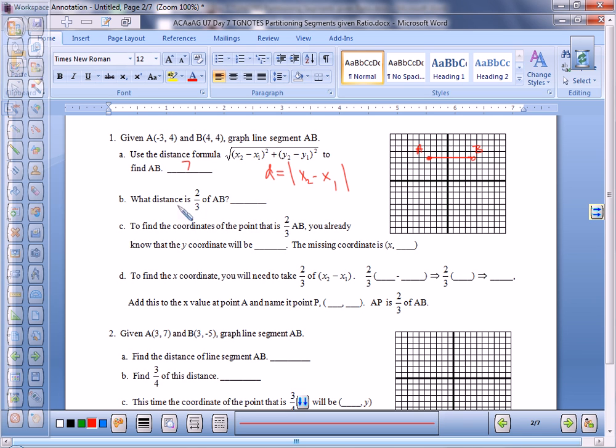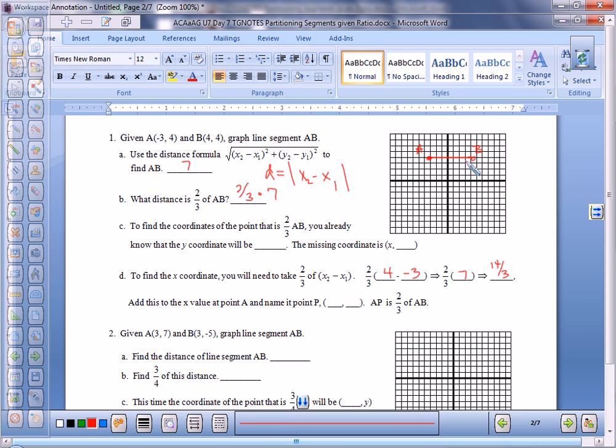Okay, so what distance is 2/3 of AB? So you would just take the 2/3 and multiply it times the 7. So this is what these steps are down here. So we would have 4 minus, this is the 7, and 2/3 of that is 14/3. That's what we just did. The distance can be found as the absolute value of the difference in your x's.